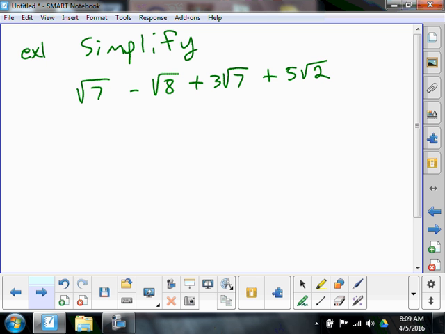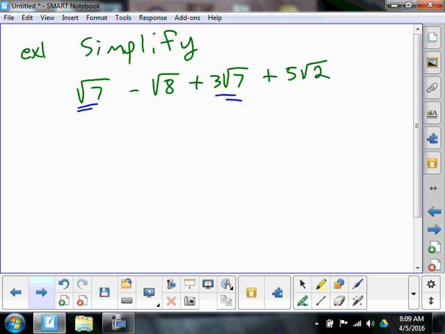Now, right off the bat, we should be able to recognize 2 of these terms. If we weren't looking at our cell phone, we could. We should be able to recognize 2 of these terms as being like. Which 2 are like? The rad 7 and the what? And the rad, no, not the rad 7 and the rad 8. What are we thinking? The 3 rad 7 and the rad 7, right?